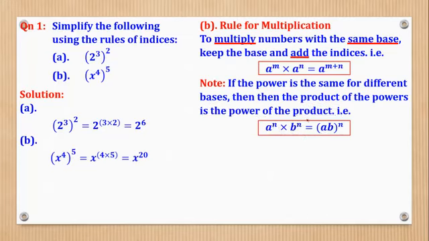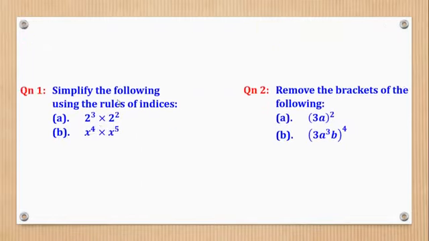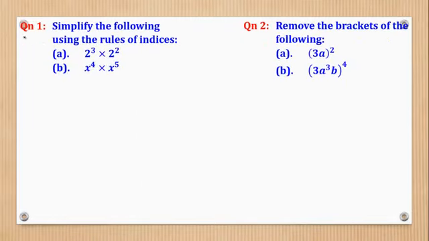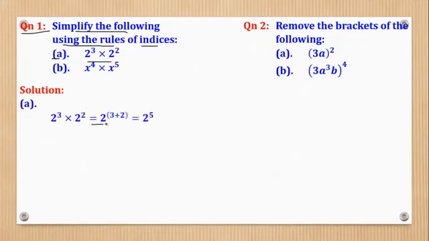This one is also very vital. All the rules we are going to look at are very vital. Before we forget the rule, let's first do these two questions. Question 1 says, simplify the following using the rule of indices. Part A, this times that. The base is the same, but the powers are different, meaning we are going to add the powers. Keep the base, add the powers to get the answer.